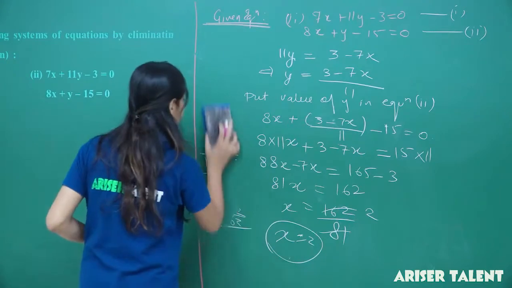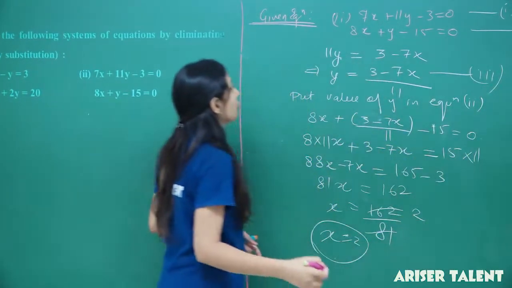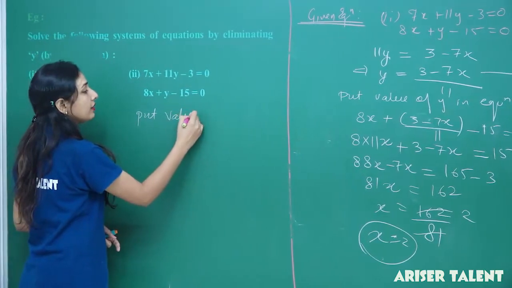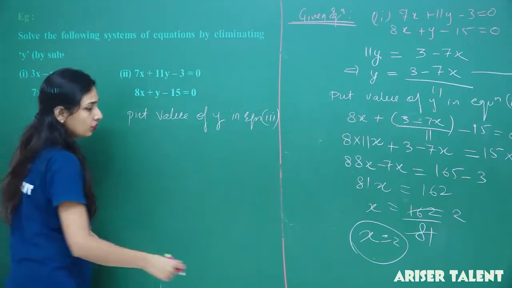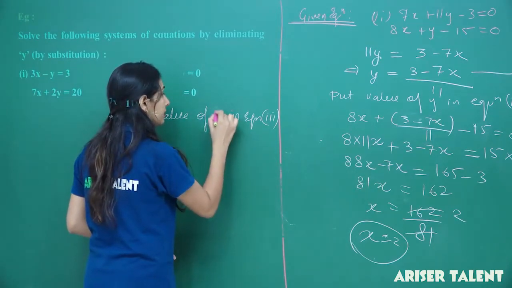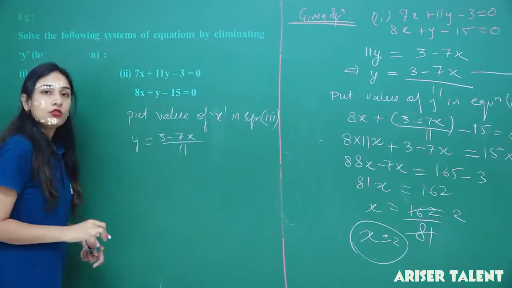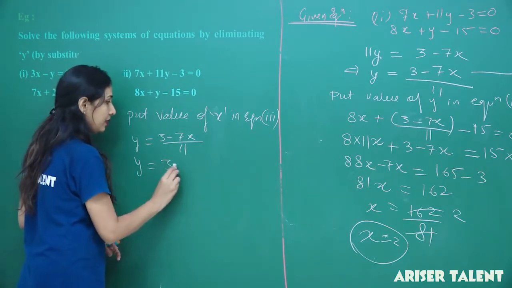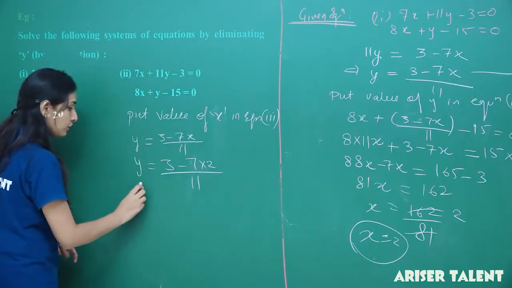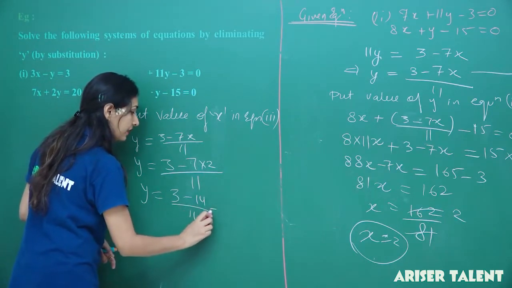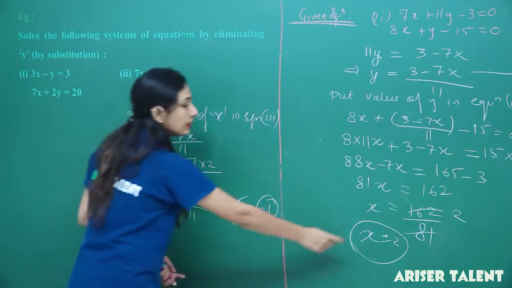I will put the value here. Now this is equation third. So put the value of x that we have found out in equation third. From there we will have y = (3 - 7x)/11. So that will be 3 minus 2 multiplied by 7, which is 14, so y = -11/11 = -1. Right. Now this is -1, which is y, and x equals 2.